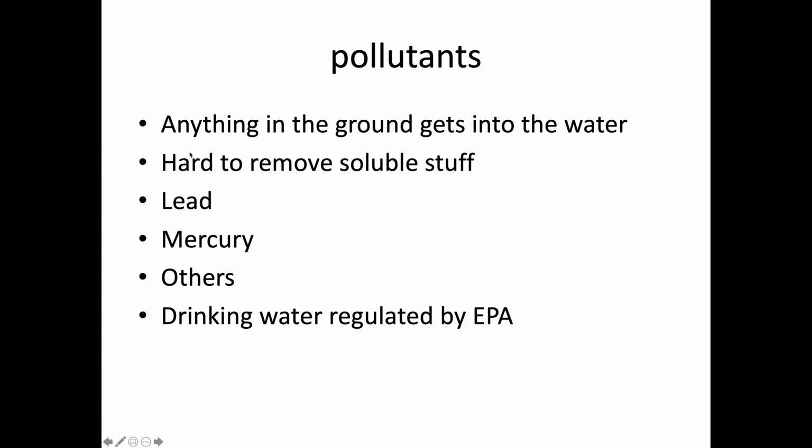Right? So a pollutant is anything that's not supposed to be there, like a weed. Right? And things that dissolve in water are very hard to get out of there. But anything in the ground that gets into the water has to be removed to make it drinkable if it's bad. So a lot of lead, typically not so much in the ground, but in old pipes, if they use lead pipes, mercury, all sorts of stuff. Drinking water, tap water, if you turn on your tap, it's regulated by the EPA.